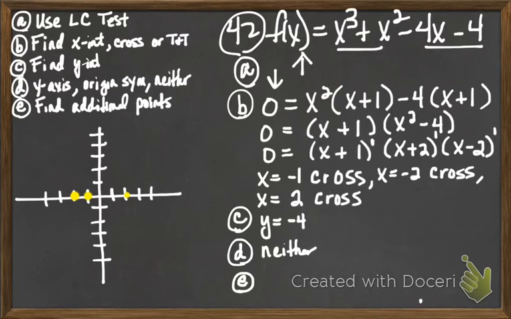-2, -1, +2. We have a y-intercept at -4. We know the left-hand side goes down, and we know the right-hand side goes up. So what I'm about to do now is sketch in just kind of an idea.